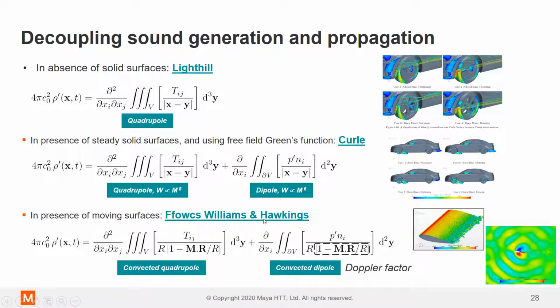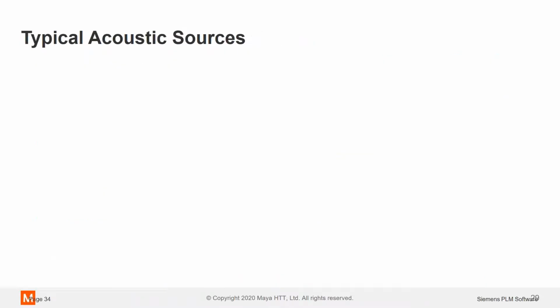And in the Ffowcs Williams and Hawkings equation, we can see that it's an equivalent convected quadrupole and convected dipole. So if we are able to convert these source terms into 3D acoustic sources, then we can use acoustic codes to resolve them and not need CFD to resolve them. So let's first look at these typical acoustic sources.